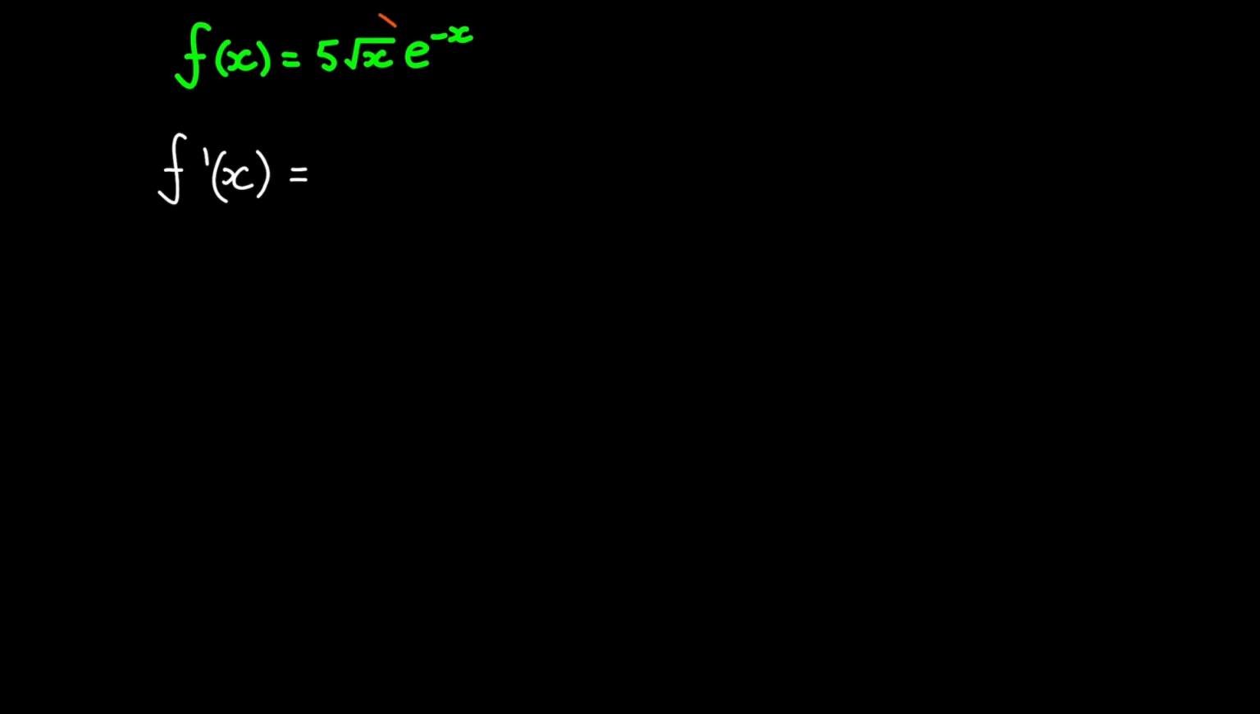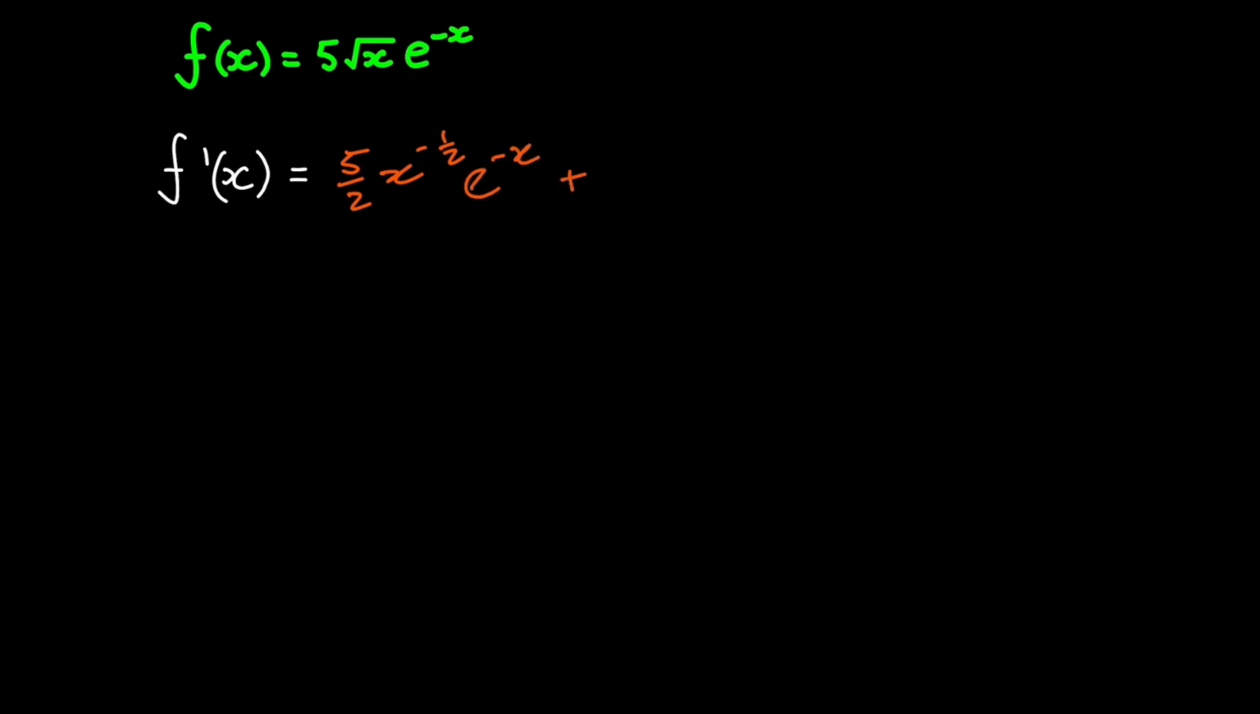So first of all, the derivative of 5 times the square root of x is 5 over 2 x to the negative 1 over 2, because the square root of x is the same as x to the power of 1 over 2. And then the coefficient 5 times the exponent 1 over 2 is 5 over 2. Then we decrease the exponent by 1, so 1 over 2 minus 1 is negative 1 over 2. And that's multiplied by e to the negative x as it is.